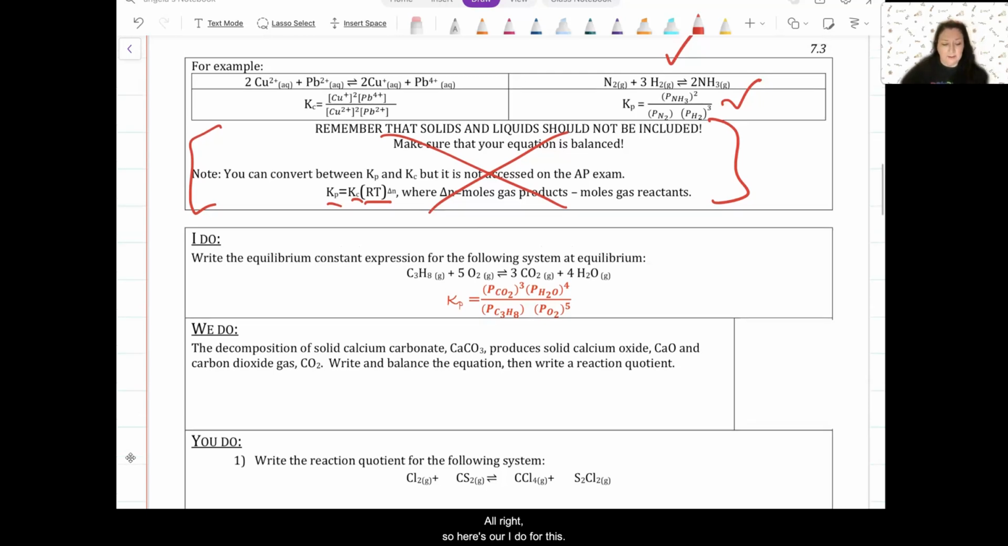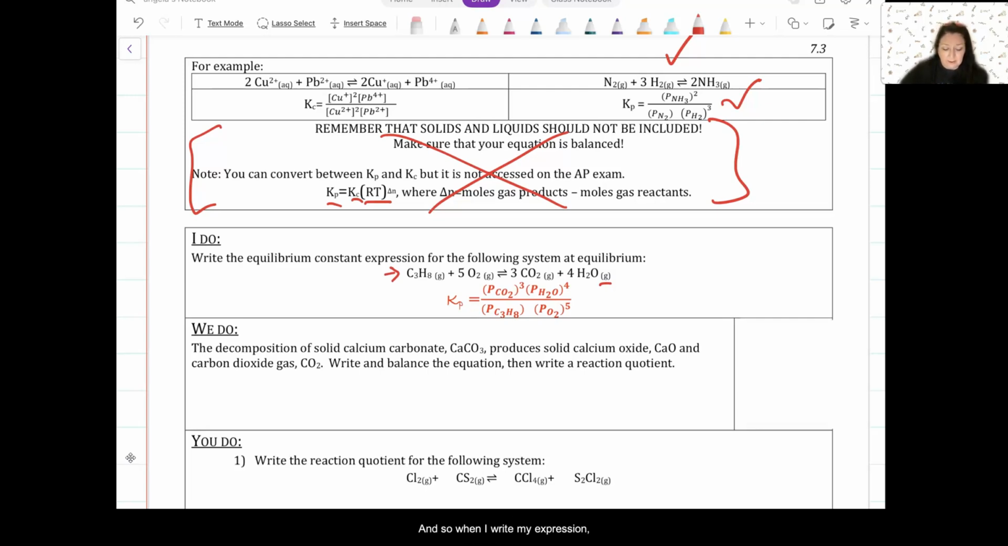All right, so here's our I do for this. So for our I do, we have this equation. So we have this combustion reaction. And so remember, in a combustion reaction, your H2O is a gas, so pay attention. If it were a liquid, it would not be in this equation, so watch out. So it's a Kp. Everybody's a gas, so that means they're going to be giving us some pressures of some type, ATMs or whichever.